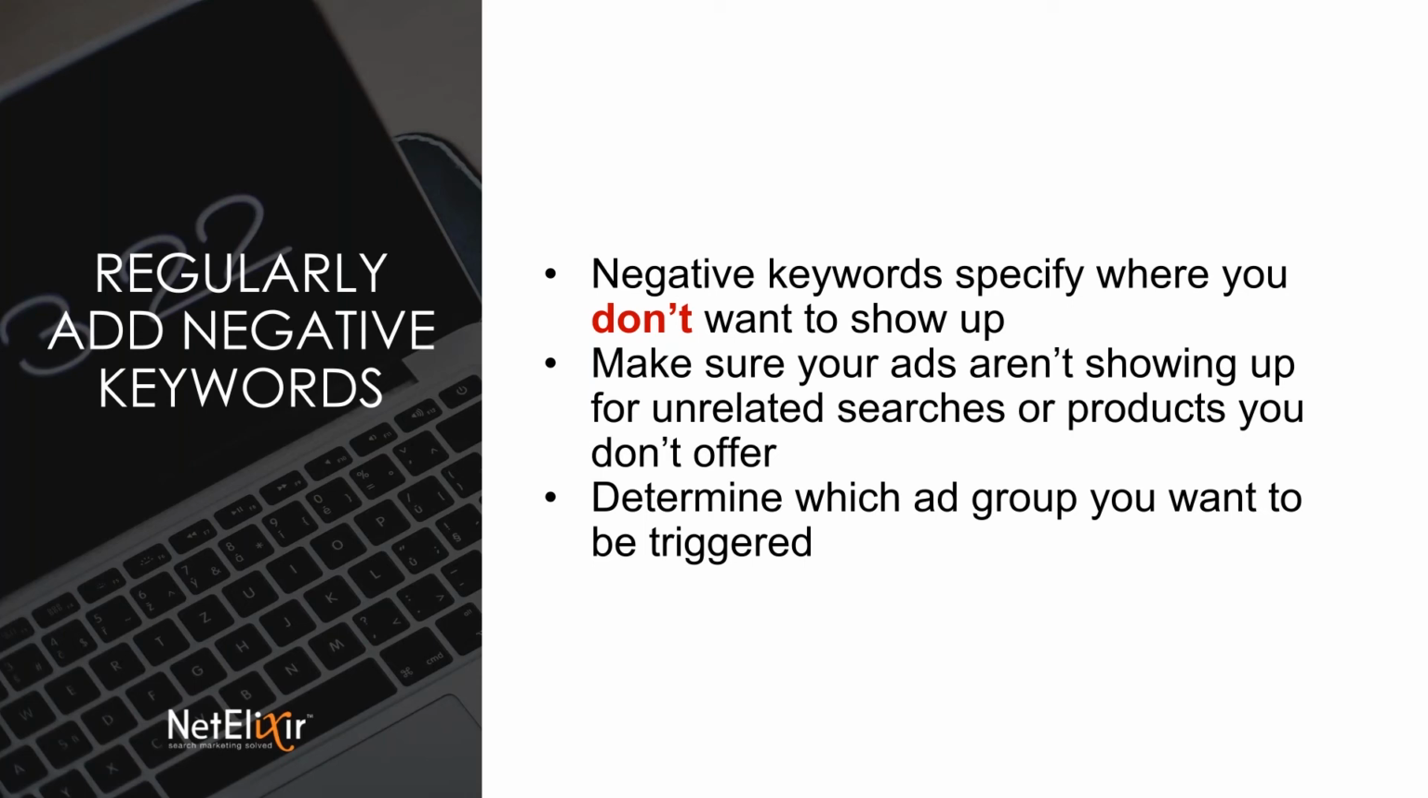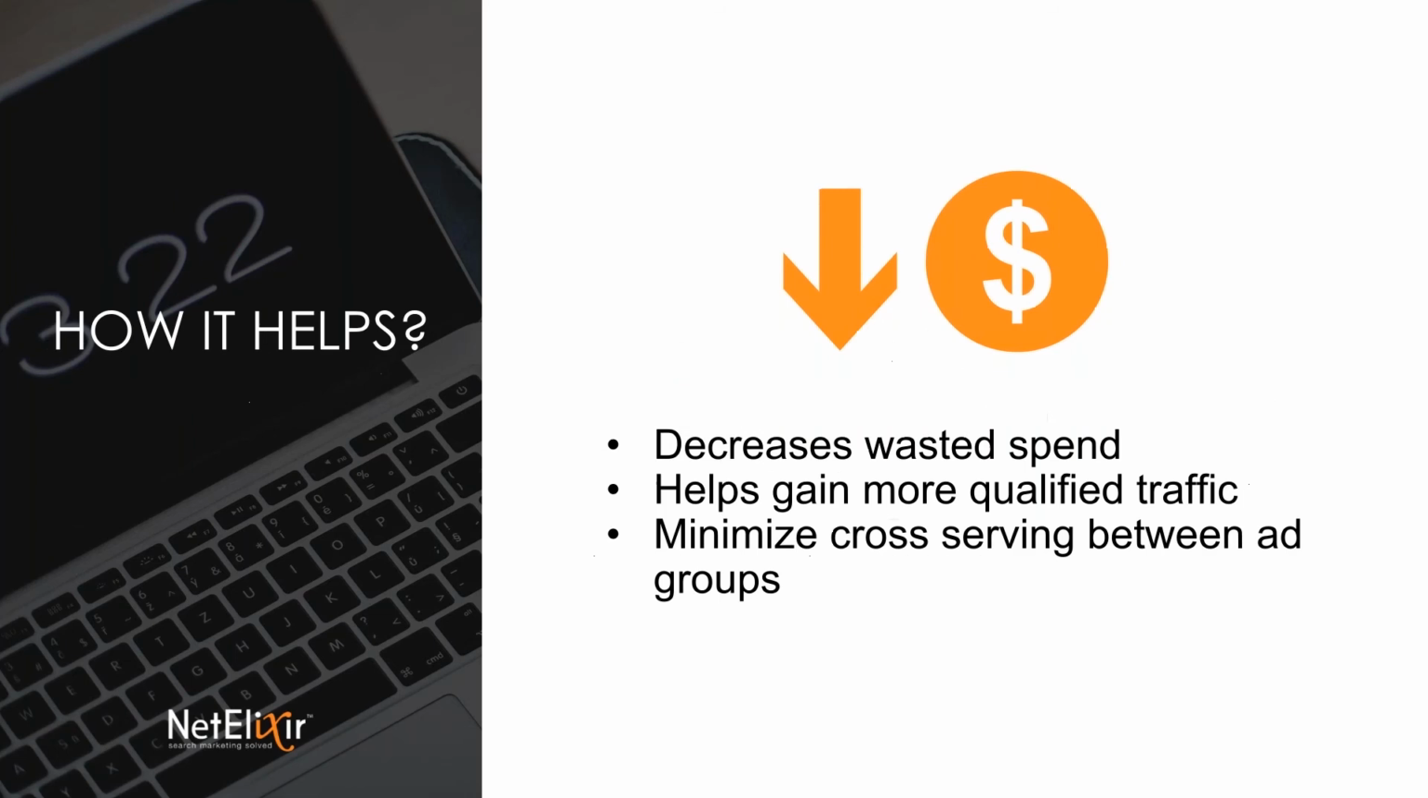Another use of negative keywords is to control which ads show for certain searches by making sure there's no cross-serving between different ad groups. So negative keywords will help your account primarily because they'll decrease wasted spend by blocking your ads from showing for unrelated searches, as I mentioned before. They'll also help you bring in more qualified traffic as you better target the type of searches you want to be showing up for. And then, as I mentioned in the last slide, negative keywords can help reduce cross-serving between different ad groups. So I'll show you an example of what I mean by cross-serving.